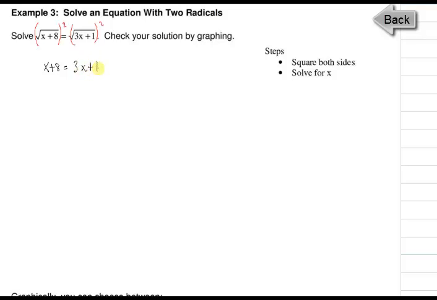Now, unlike our previous example, this example is not giving us a quadratic. Okay, so if you notice, the exponent on the x is a 1. So this is linear.